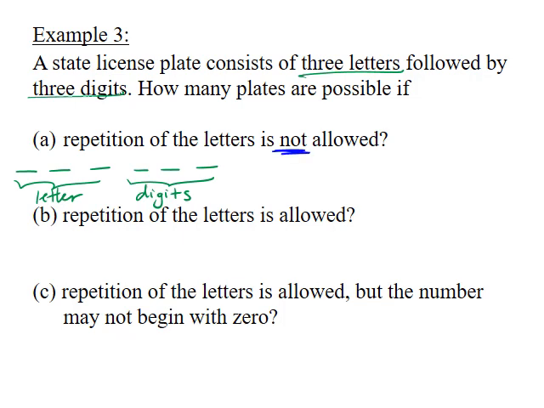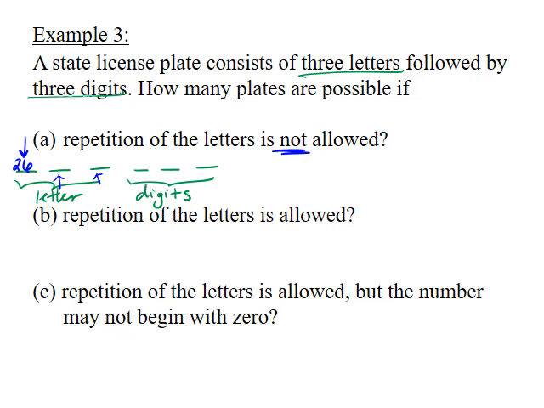Okay, so this is the only requirement. That means whatever letter this is, it cannot be repeated here or here. So let's think of how many choices we have for letters. We should know that there are 26 letters in the alphabet. And if you don't believe me, go ahead and count. But that means I have 26 choices for the first letter.